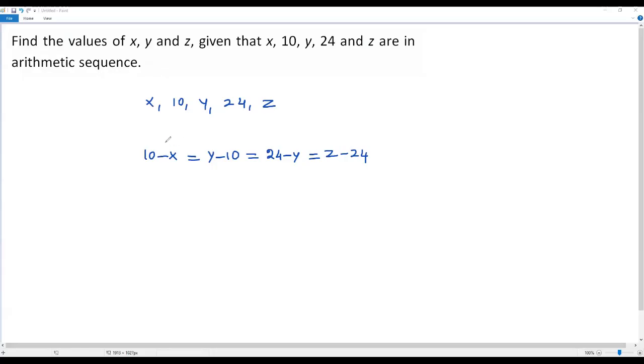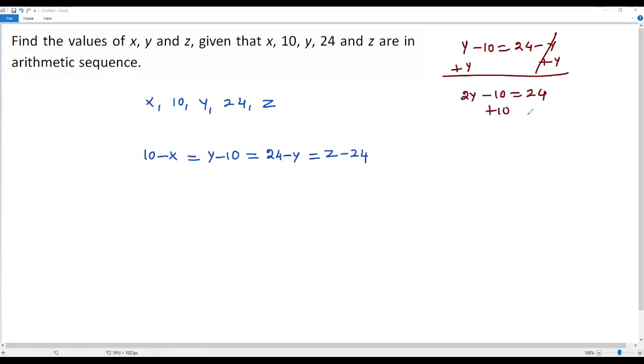Since all the four differences are equal, we can equate any two out of these four. Let me equate this one and this one. When I equate these two differences, I'll be able to get the value of y. Let me do this separately. y minus 10 equals 24 minus y. Now let me add y to both sides. Negative y and positive y will cancel out, and y plus y will become 2y, minus 10 equals 24.